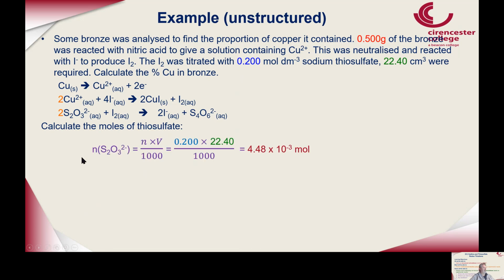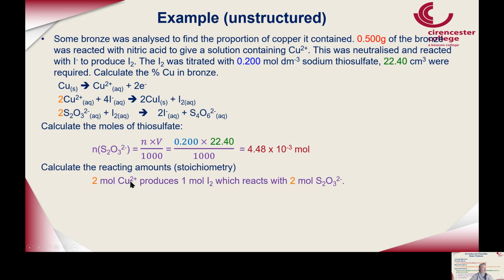Calculate the moles of thiosulfate. That's the first step. So we work out the moles of thiosulfate: 0.2 times 22.4 over 1,000, or if you want to do it in your head, it's 0.0224, and you don't need to bother with the 1,000. There's our moles. That is also the reacting amount. So 2 moles of copper makes 1 mole of iodine, which reacts to make 2 moles of thiosulfate. So it's 1 to 1 copper to thiosulfate, which we've got there.